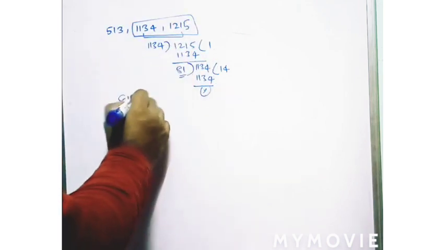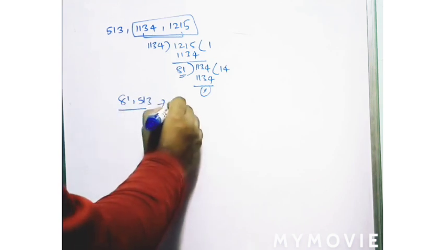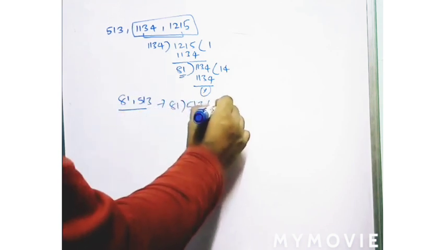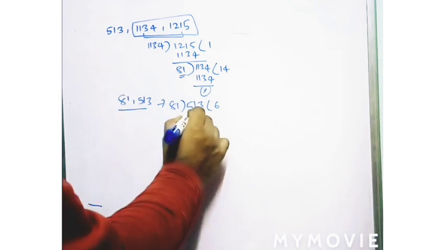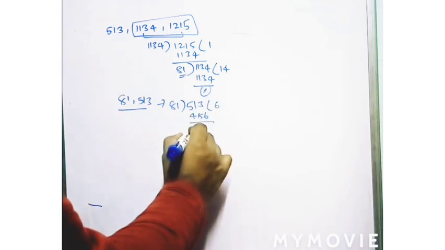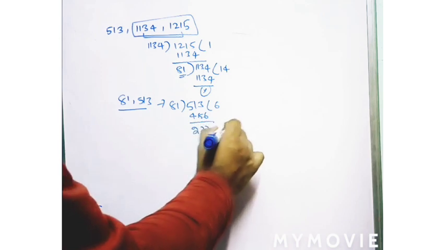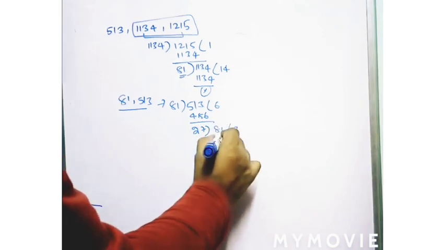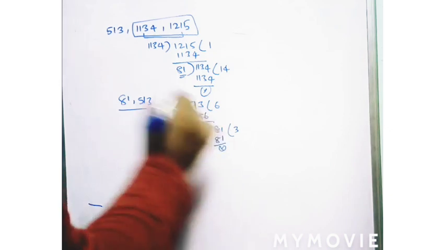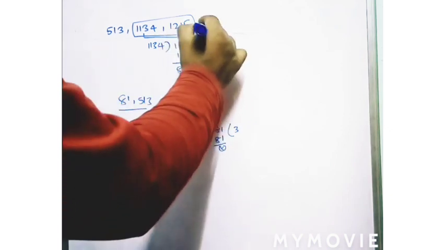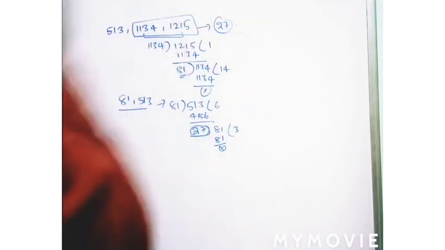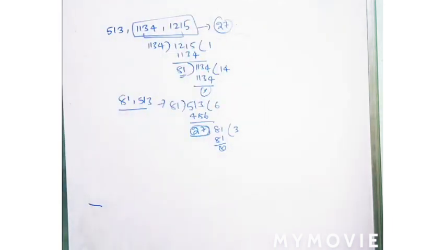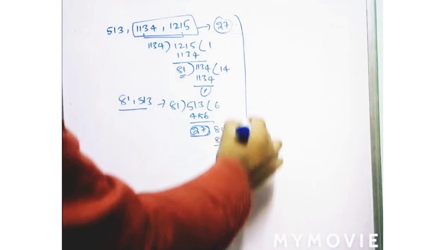Then we need to find the HCF of 81 and 513. 81 times 6 is 486, and the remainder will be 27. And 27 times 3 is 81. So the HCF will be 27. It means for the total series the HCF is 27. So this is called the division method. There are two methods: one is the division method, the other is the factorization method. This is how we solve the HCF for the given numbers.